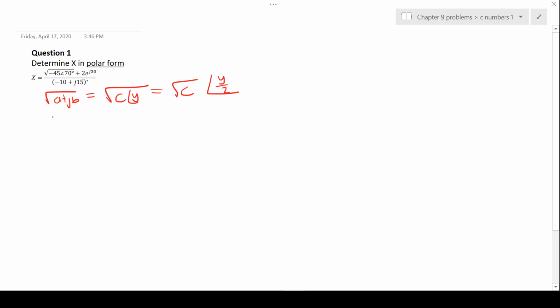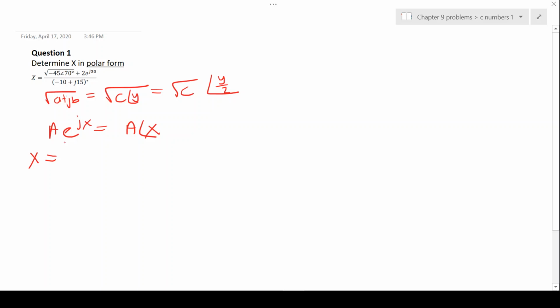We also know that with your exponential form, a e to the jx, if you get this to polar form, this will be a angle x. Right, so we should be able to work with that particular question. So let's simplify.